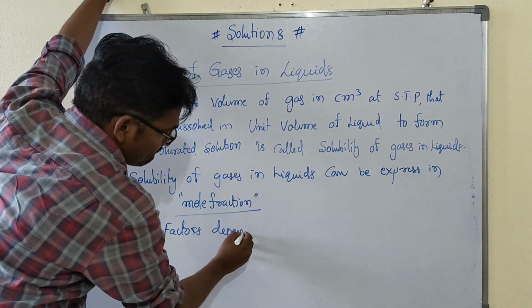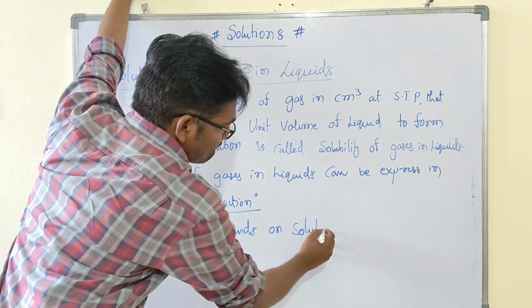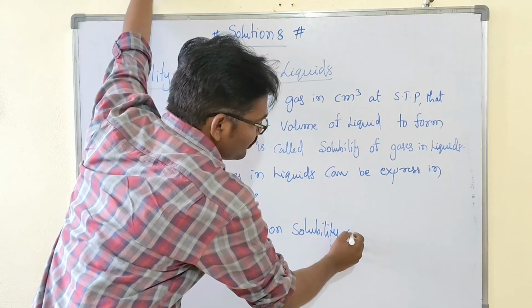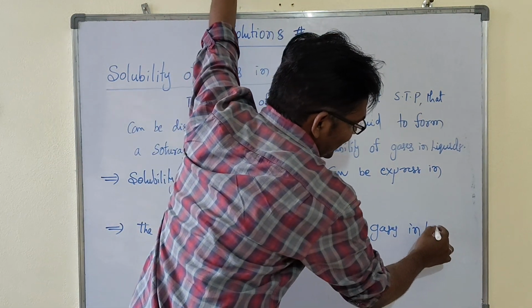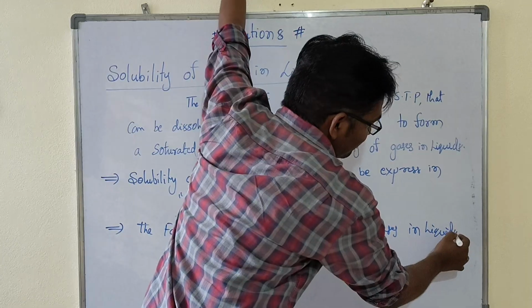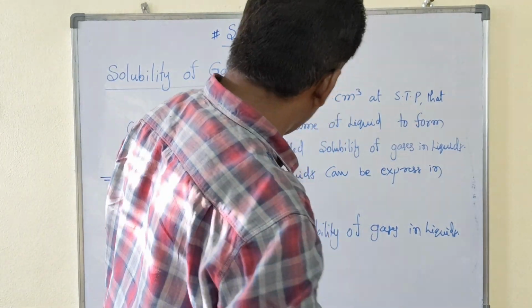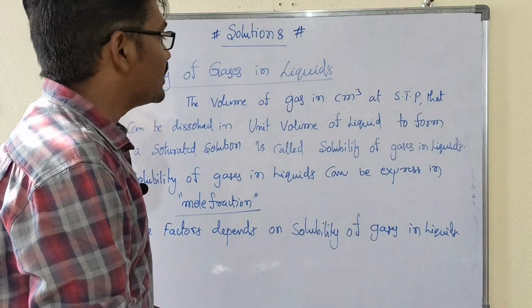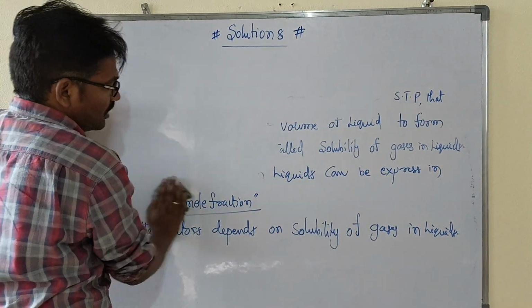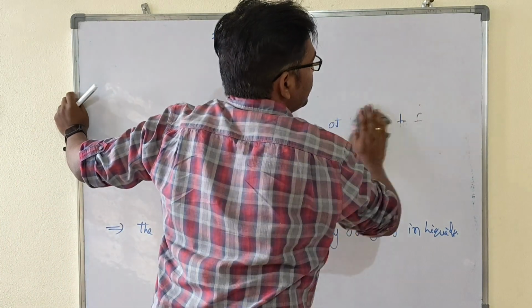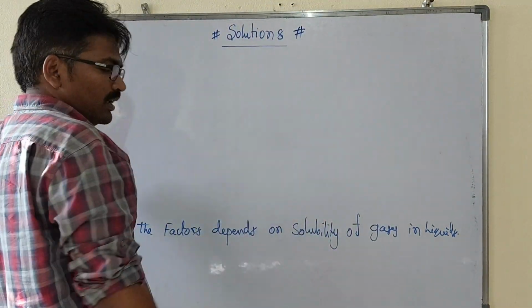The solubility of gases in liquids depends on factors, that we have to note. So what are the factors that we have to discuss? There are 4 factors again, same like solids and liquids.